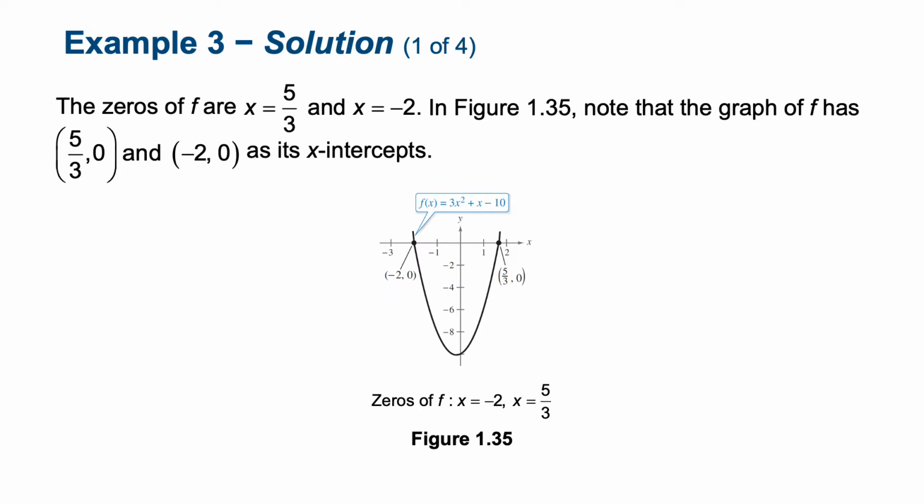So the graph of f has (5/3, 0) and (negative 2, 0) as its x-intercepts. Here's the graph and these are the zeros. Okay, let's do another one.